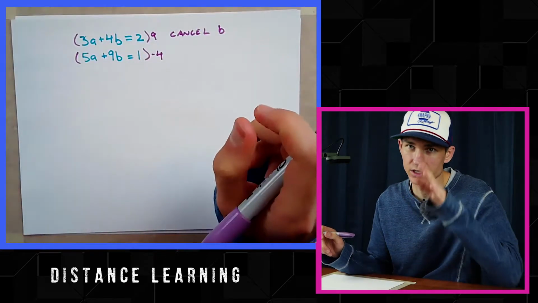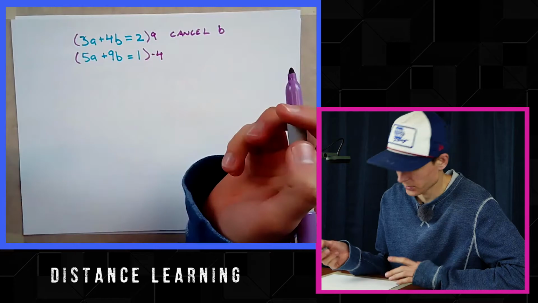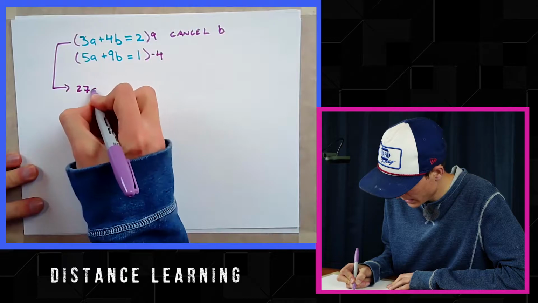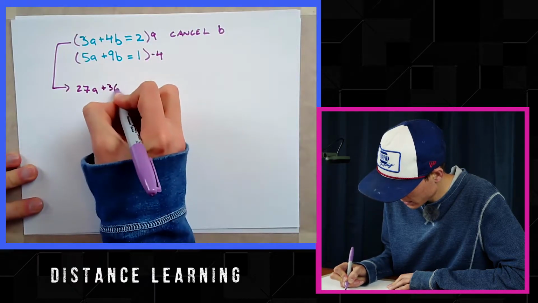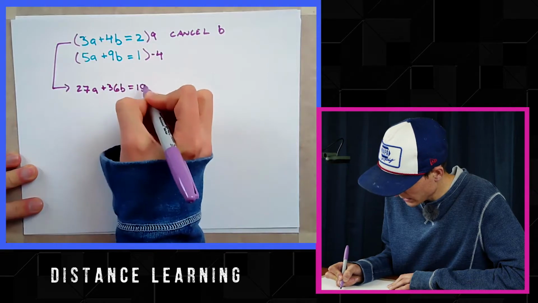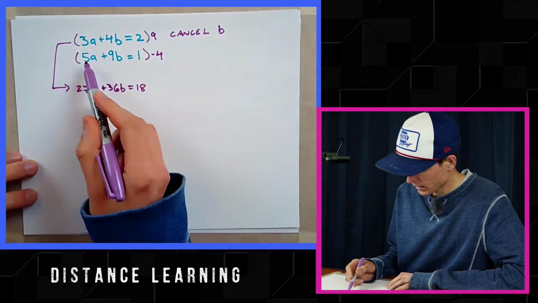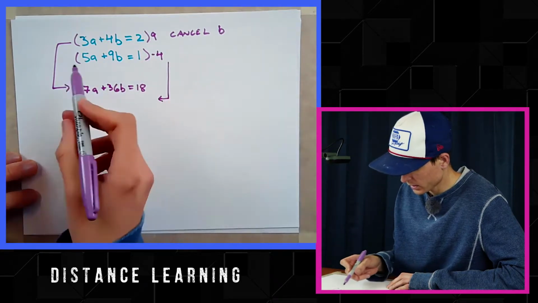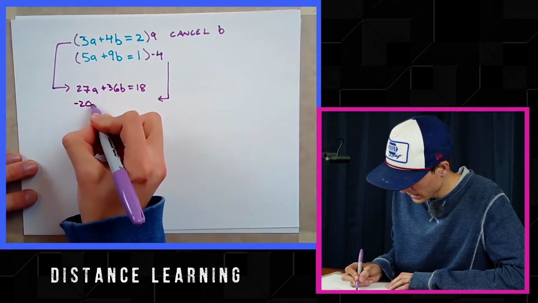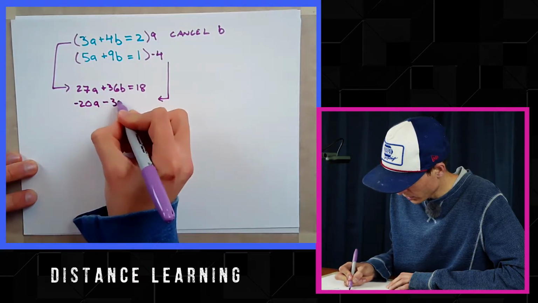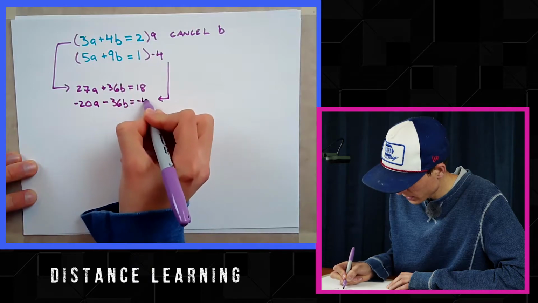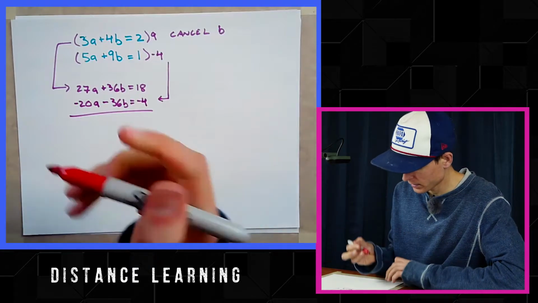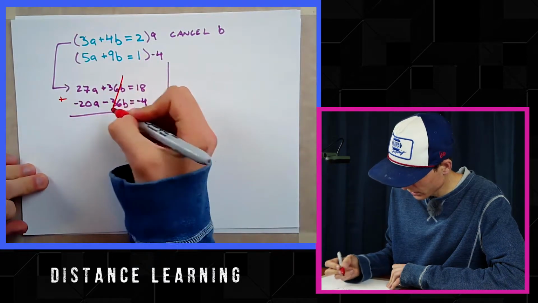You could keep them the same and subtract the equations, but adding is easier. So this top one is going to be 27a plus 36b equals 18. And this one, look at this like a flow chart, guys, is going to be -20a minus 36b equals -4. Cool. I'm going to add them so that these cancel.